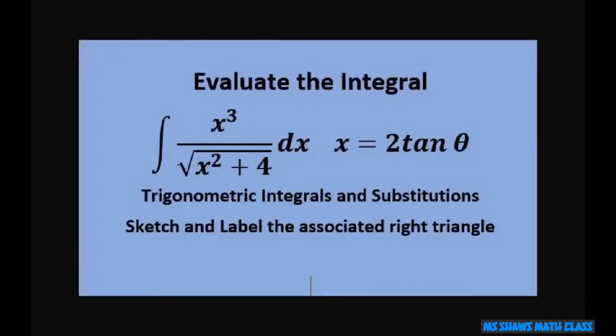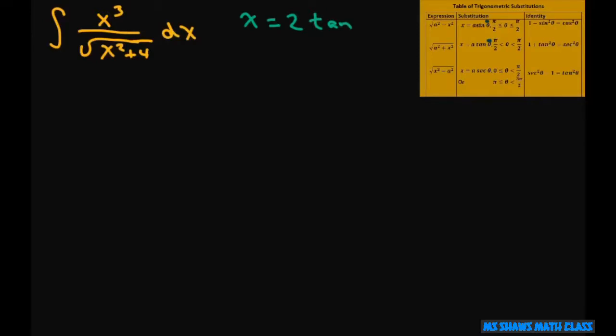Hi everyone, we're going to evaluate the given integral, whereby we're going to let x equal 2 tan of theta, and we're going to sketch and label the associated right triangle. So basically we have the integral of x cubed divided by the square root of x squared plus 4, dx. And we're supposed to let x equal 2 tan of theta.